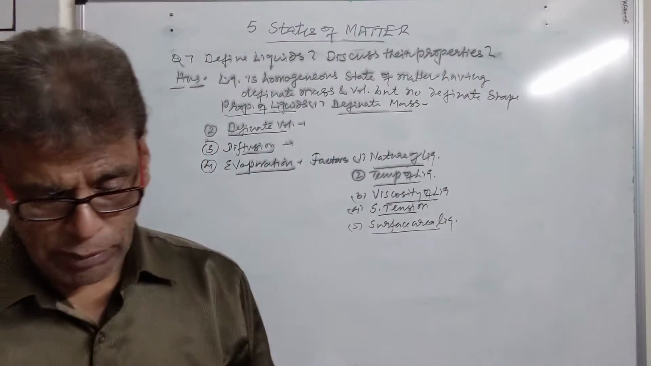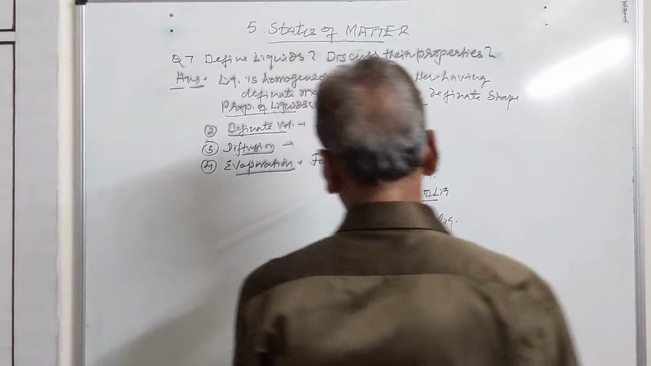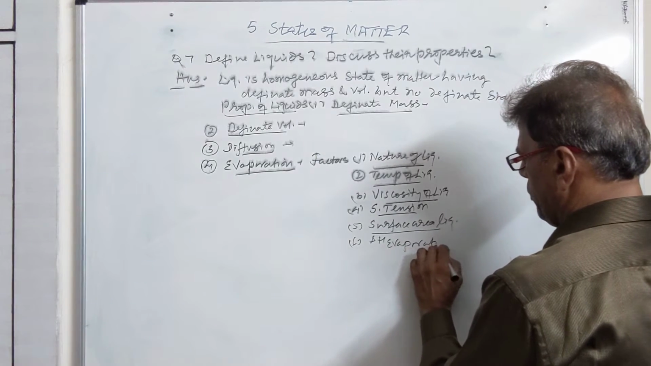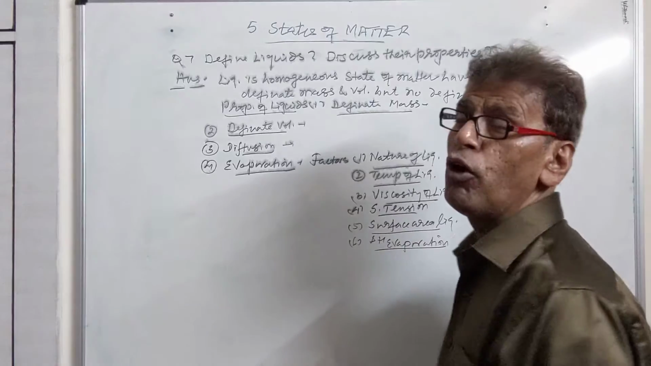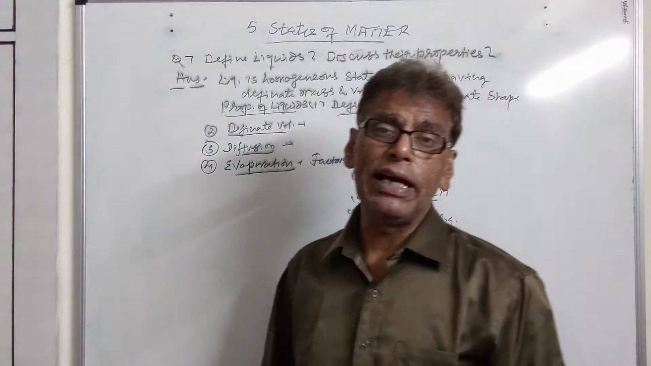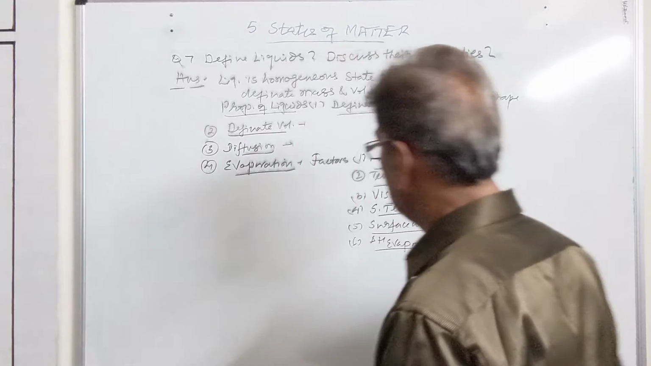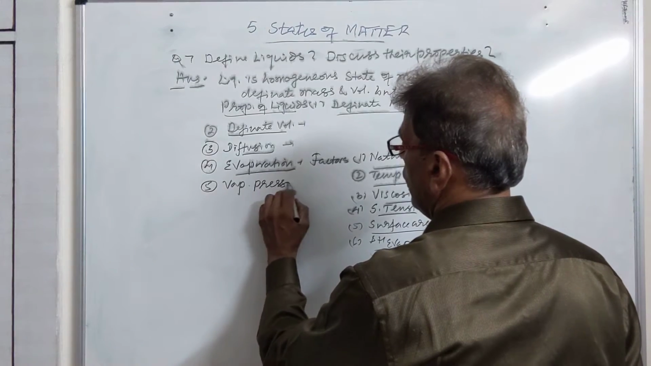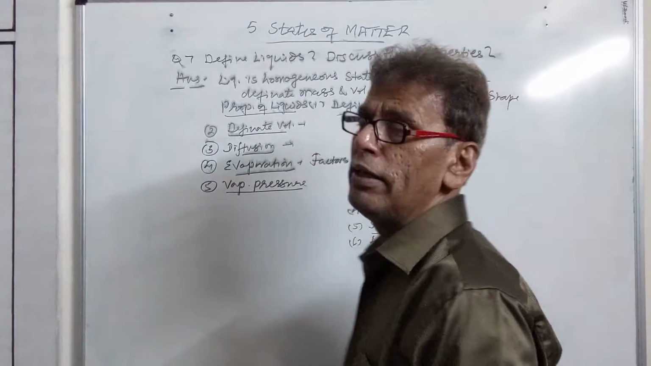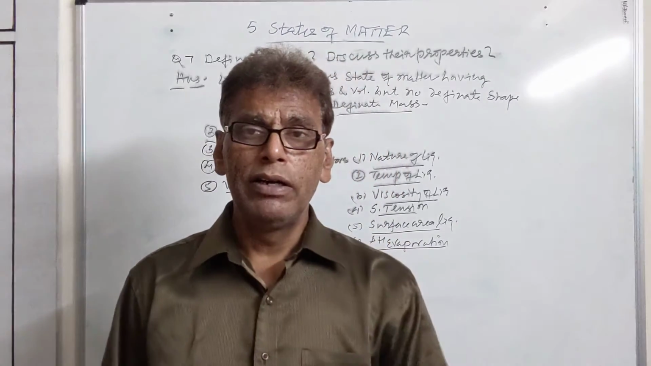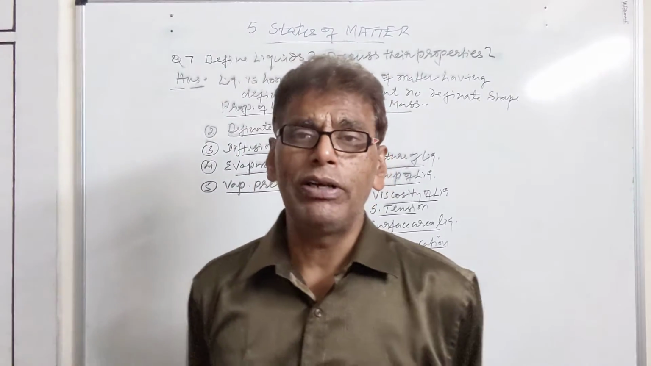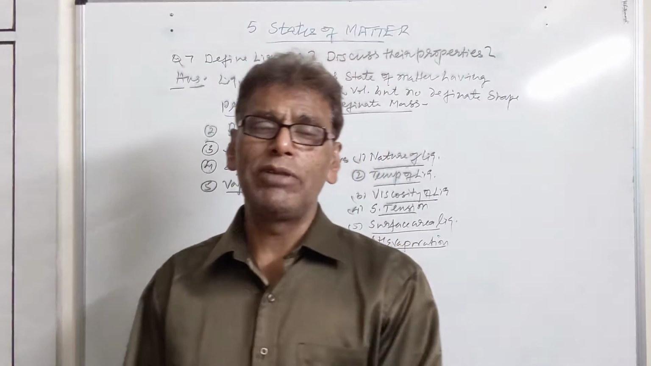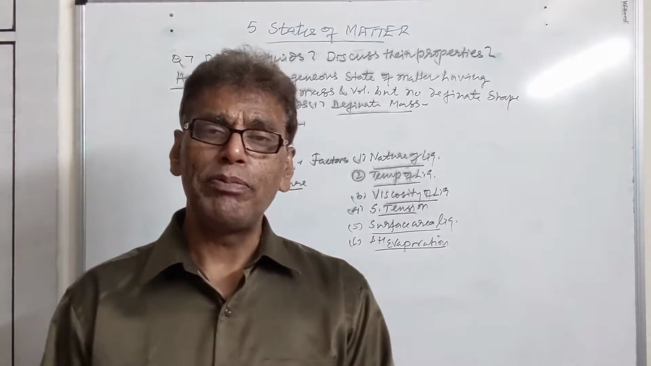Then after evaporation, we come to another property, that is enthalpy of evaporation. When 1 mole of a liquid is evaporated, the heat consumed for the evaporation of 1 mole of liquid is called the enthalpy of evaporation. Then we have the fifth property, that is called the vapor pressure of the liquid. It is the pressure exerted by the vapors of the liquid on the surface of the liquid when they have established an equilibrium with the liquid phase. So the pressure of the vapors at the surface of the liquid when they are in equilibrium with the liquid phase is called the vapor pressure of the liquid.